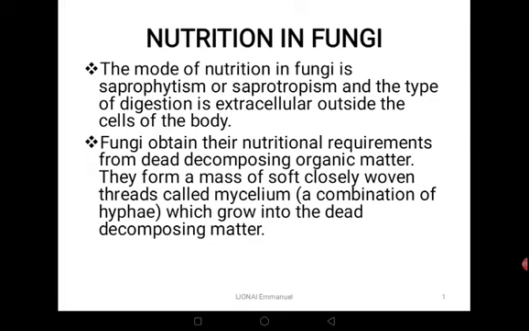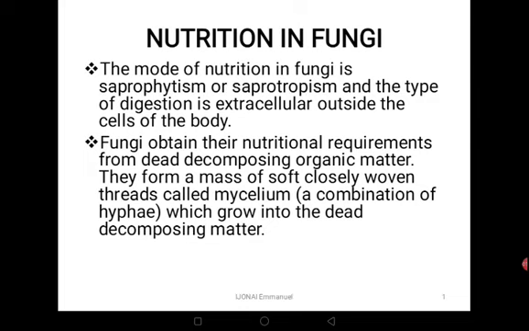So I want to start with the nutrition in fungi. I know from your classification you must have covered members of kingdom fungi. Do you know some of them? Well, you know the mushrooms, the bread molds, and many other examples of fungi. So we want to see how these organisms actually feed. How do they obtain their nutrients to support their life processes?